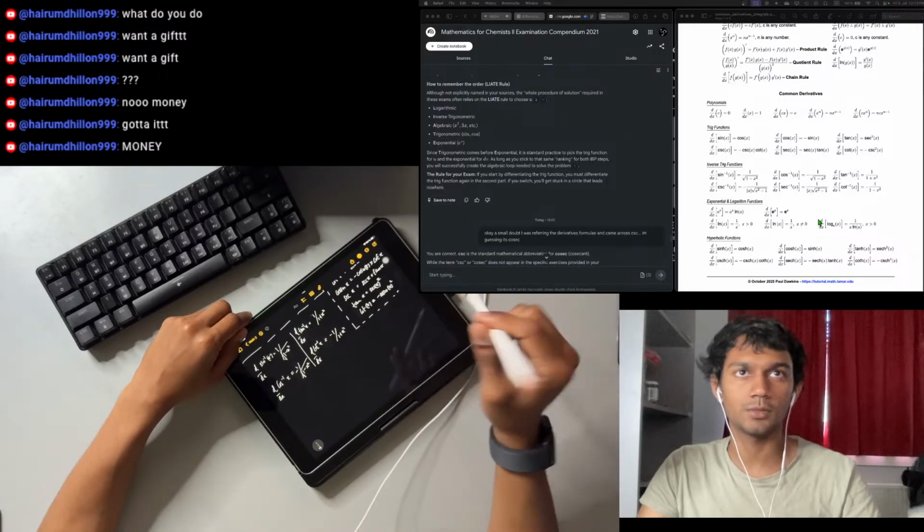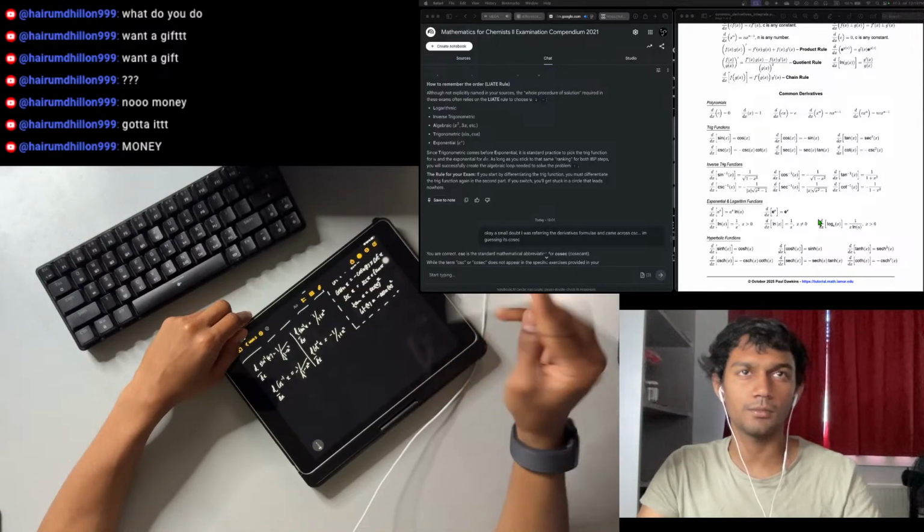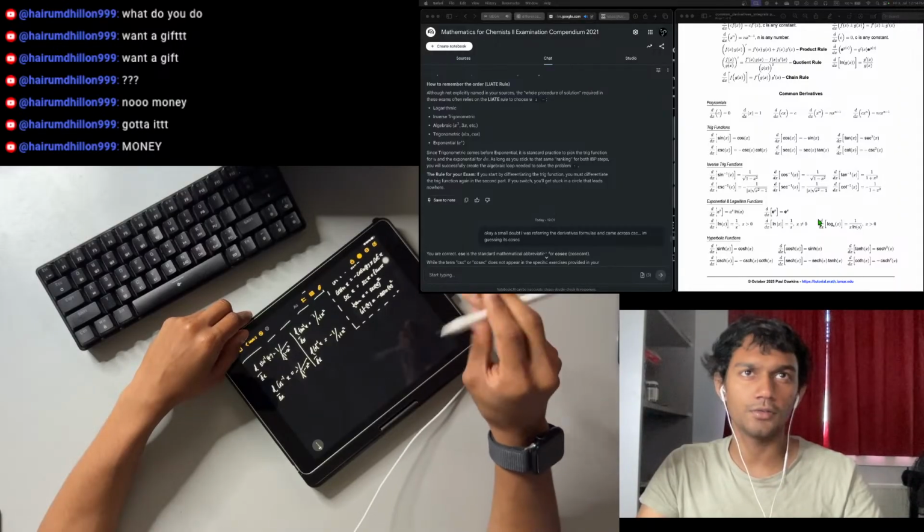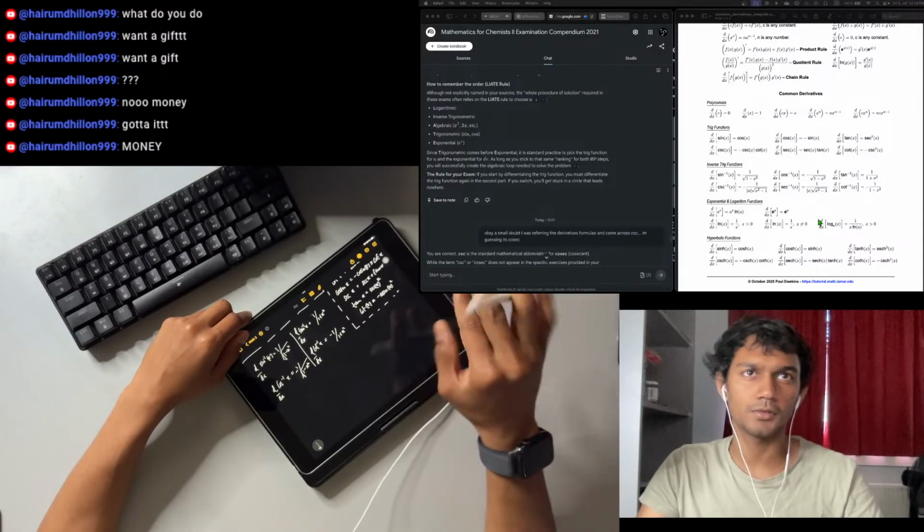Cosine inverse is 1 by x square, 1 by absolute value of x multiplied by root of x squared minus 1.